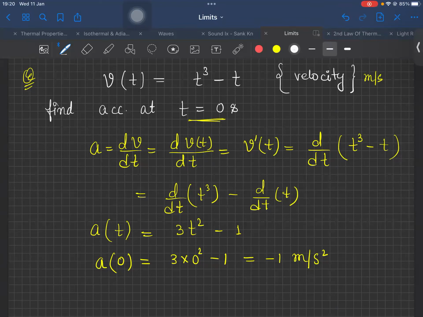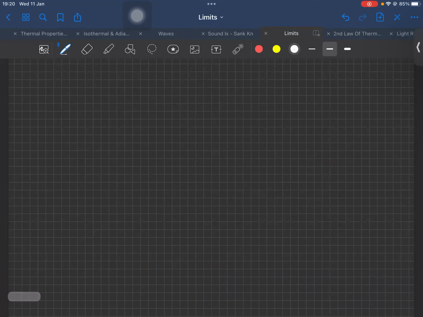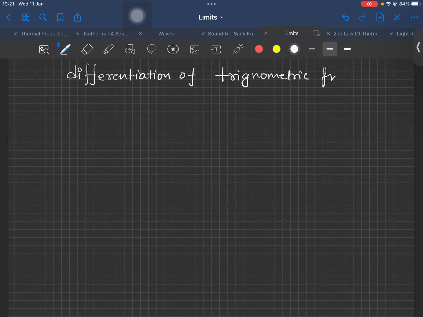Okay, very good. So now let's see some of the differentiation of trigonometric functions. Differentiation of trigonometric function.